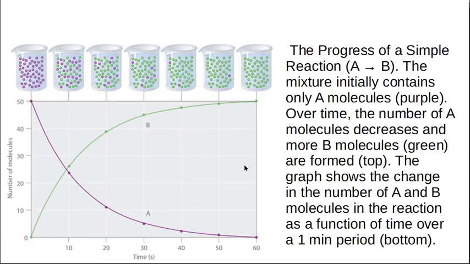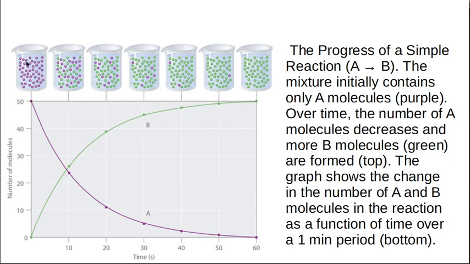So this is a nice picture. I like this picture, okay? Here we've got a reaction of purple things turning into green things. So the purple things are the reactants, and the green things are the products, okay? So if you have a look here, in the beginning there's a very high concentration of purple things, and then as time goes on, the purple things are turning into the green things.